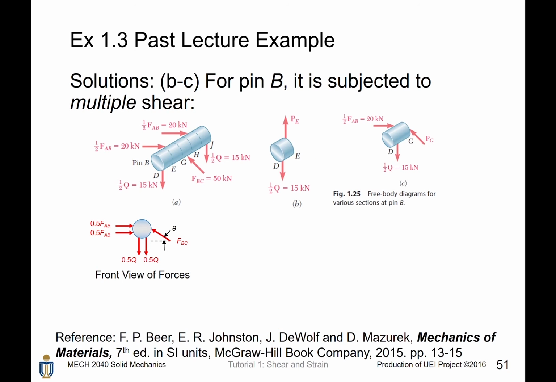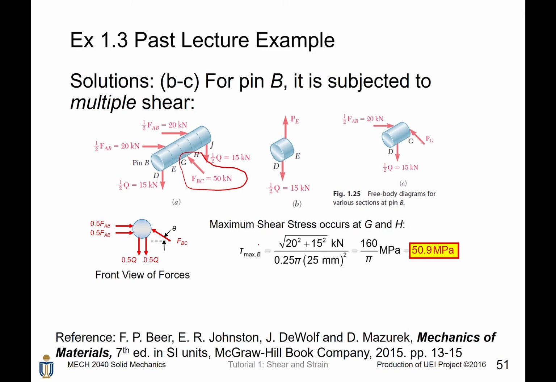For pin B, its shearing condition is a little bit complicated. As you can see, pin B is subject to multiple shear. That means there are a lot of forces acting on this pin. Notice that FBC is the tensile load of BC. In this case, the maximum shear stress occurs at cross-sections G and H. You can find the maximum shear stress by finding the shear force in that cross-section. I leave it as an exercise. It should be easy to find.